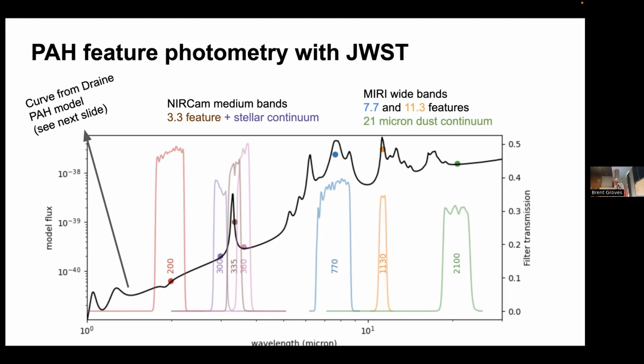And then with the remaining filters shown here, you can also measure the dust continuum a little bit. So what's shown here is the PAH features superposed on top of a dust continuum as predicted by a model by Bruce Draine's group, which we will talk a little bit about in the next slide.